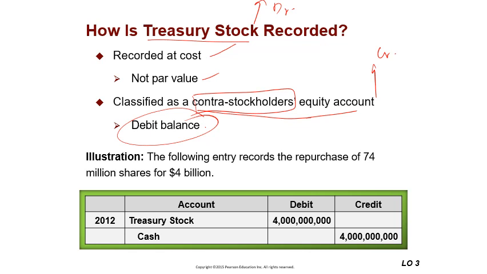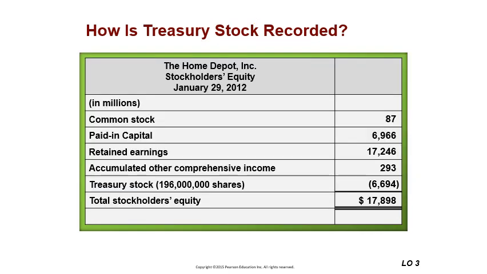The illustration is the following entry records of repurchase of 74 million shares for $4 billion. When you repurchase your shares, you pay the money and purchase the shares. The entry would be treasury stock to cash. Cash decreases (credit), treasury stock increases (debit). And this is how it is recorded in the balance sheet. You see, it is a contra account, so it is written in minus form, right here.